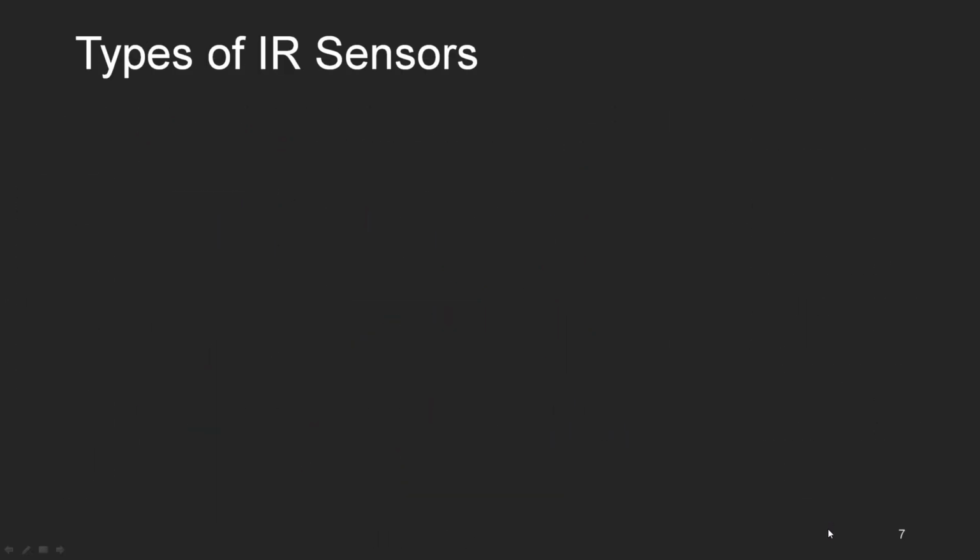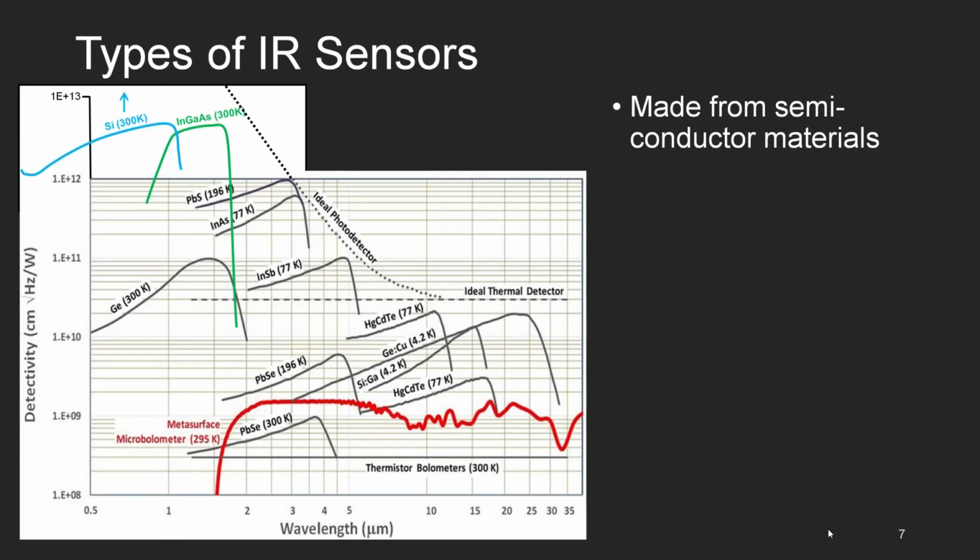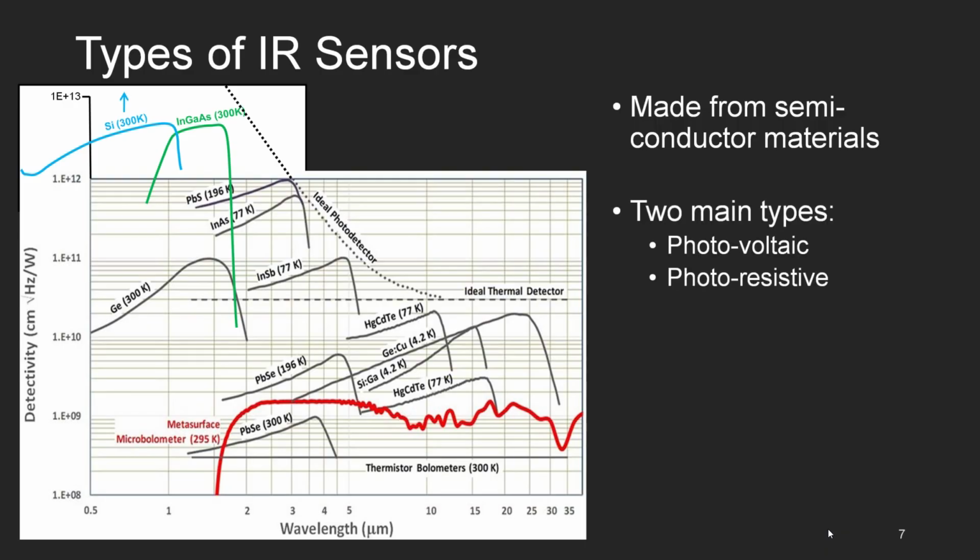Sensors used for infrared are not unlike what is in your phone camera. They are all made from some combination of semiconducting materials. This graph presents the detectivity spectra for just a small number of sensors in use today. There are two main types of infrared sensor. The first is photovoltaic, which give up an electron when a photon hits them. This is how your phone camera sensor works, which happens to be made out of silicon, the blue line shown at the top of the plot.